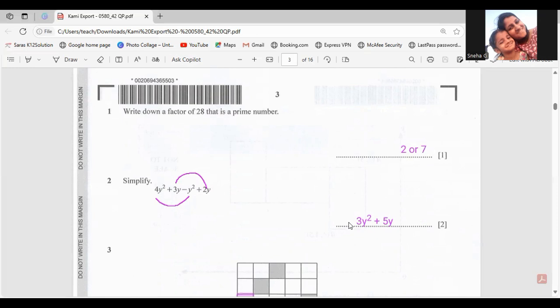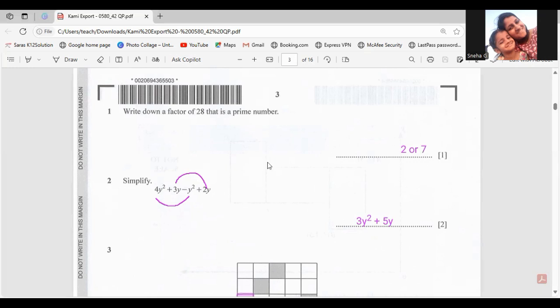When we express 28 as a product of prime numbers, we write it as 2 multiplied by 2 multiplied by 7. That means 2 and 7 are the prime factors of 28. You can write either 2 or 7, any one, as an answer.